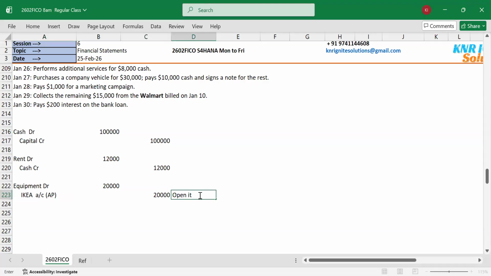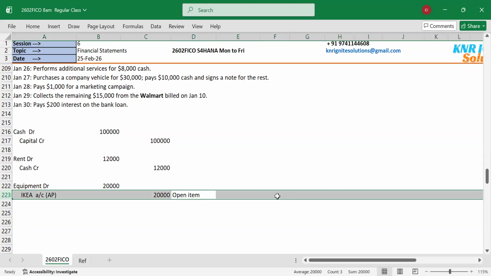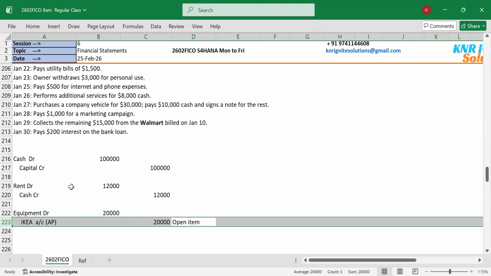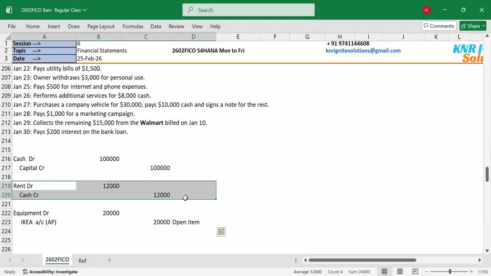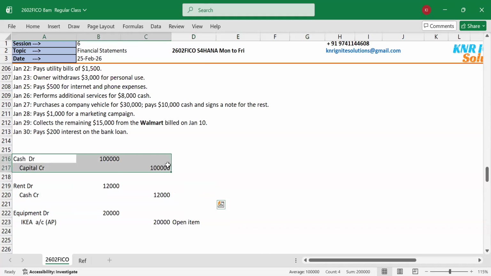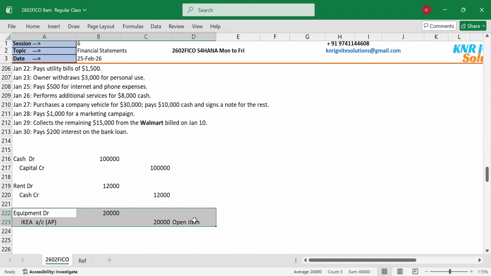Why is it an open item? Because there is a liability that I'm raising. This vendor will ask me anytime to pay this cash. Because I have taken on credit, I am liable to pay this 20,000 to this vendor. That's the reason we call this item open. This is not an open item: I paid already, it is closed. The cash, I already got it. It is also a closed transaction. This transaction is not yet closed because I still have a responsibility, a liability, to pay the vendor. Now I'll call this an open item.